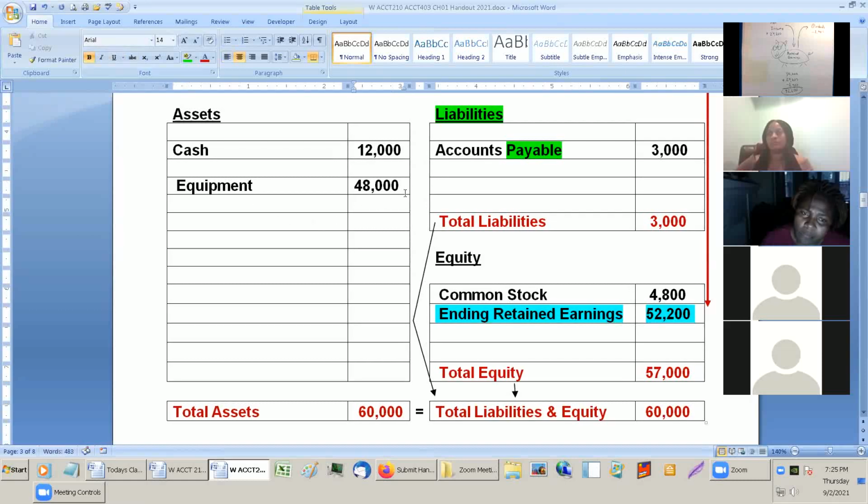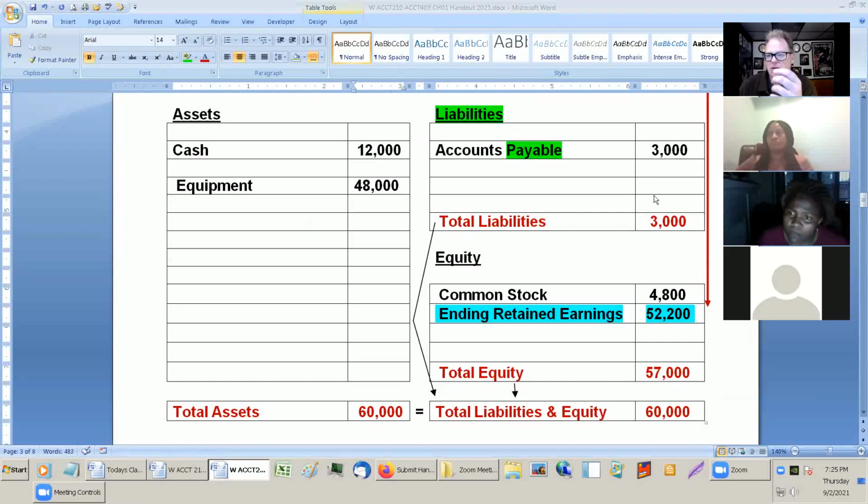It's basically saying, okay, you got 60,000 worth of stuff. Where did it come from? It has to come from somebody. So in this case, they borrowed 3,000. So 3,000 of that 60,000 worth of stuff they borrowed. And the owners kicked in the other 57,000.